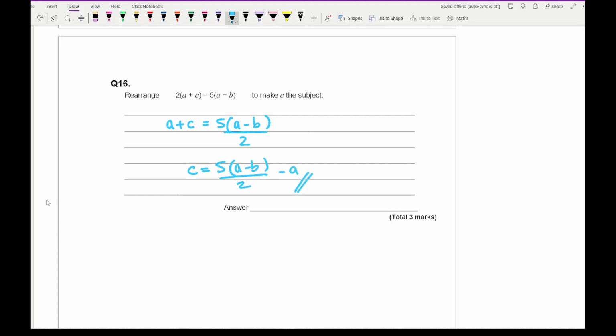So I could leave my answer like that, or if you did expand the brackets, we get 2a plus 2c equals 5a minus 5b. I then take this 2a over to the side, so I end up with 2c equals 3a minus 5b. I then take the 2 over to the side, so I've got c equals (3a - 5b) all over 2.